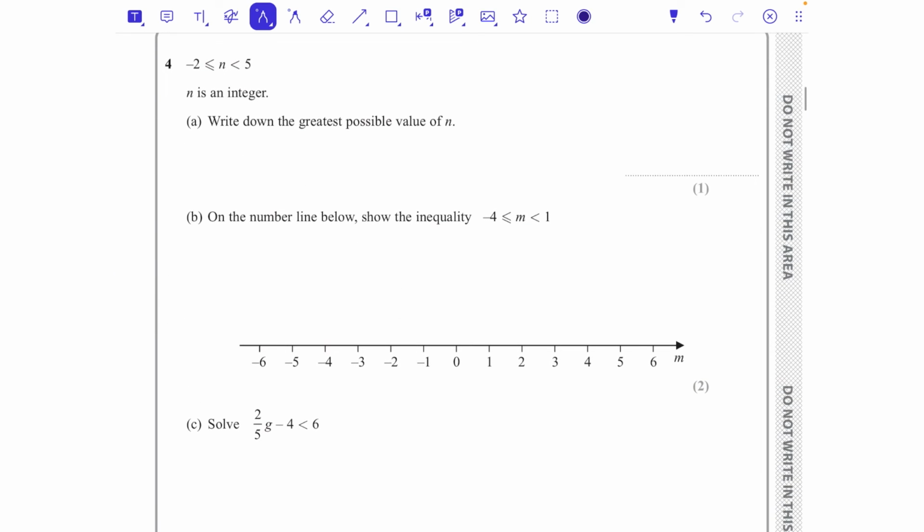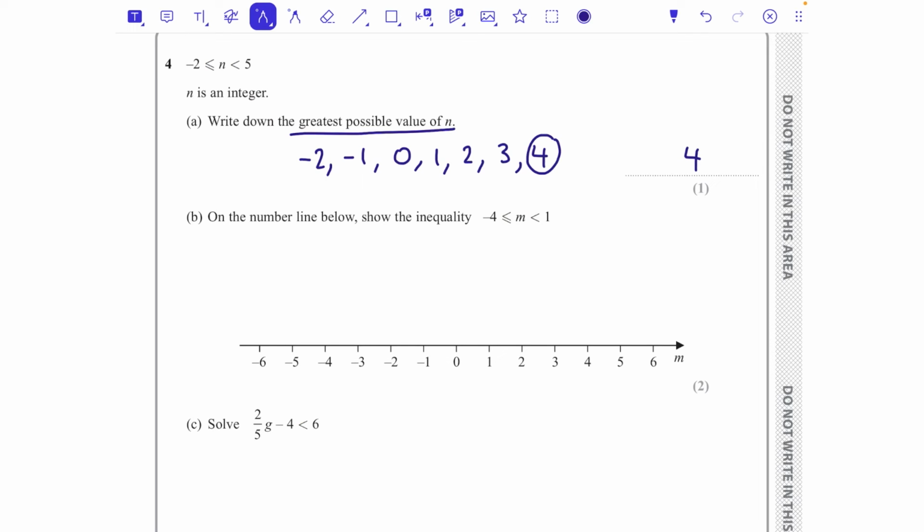Question number 4, and we can see that n, which is an integer, so a whole number we're told here, is between -2 and 5. Now it's greater than or equal to -2 and less than 5. So that means it could be -2, -1, 0, 1, 2, 3 or 4. It can't be 5 because it hasn't got the equal to on that one up there. So that's all of the solutions there. Write down the greatest possible value of n, so that's going to be 4.